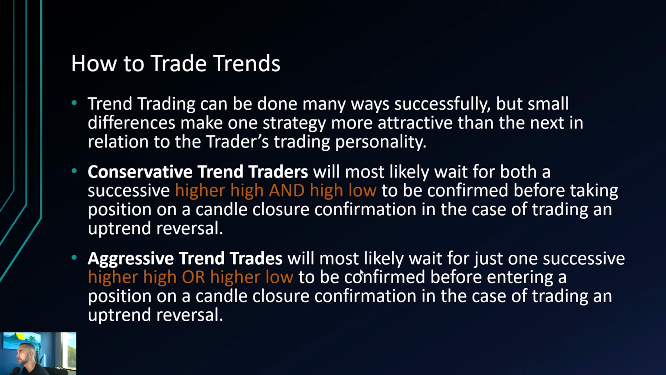More aggressive traders will most likely wait for one successive higher high or higher low to be confirmed before entering a trade. So one higher high or higher low, and we can see how the more aggressive traders will either make more money or lose more money. And then we're going to do it for the downside, and then we're going to call it a wrap, because we are about an hour into this video, probably boring you guys to death by now. And let's get into it.